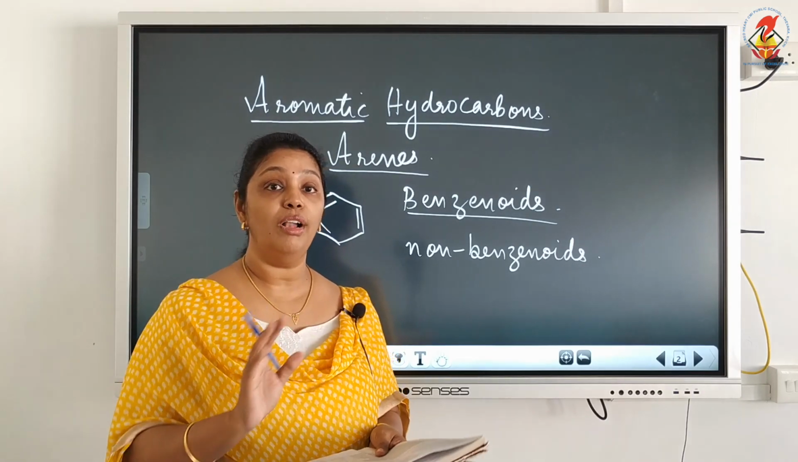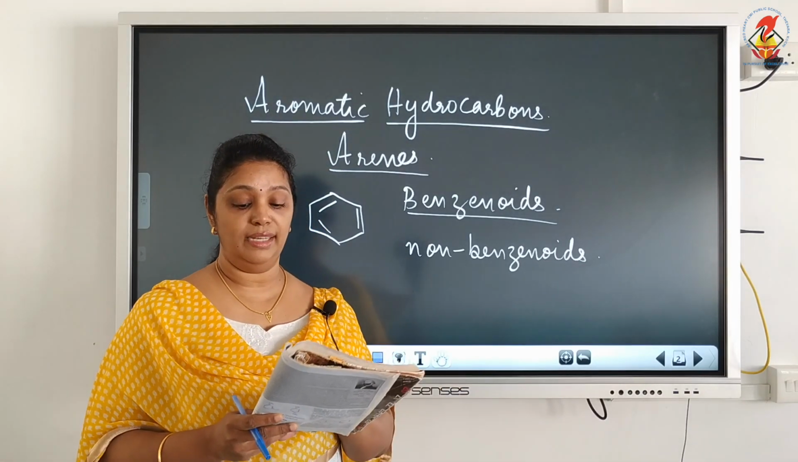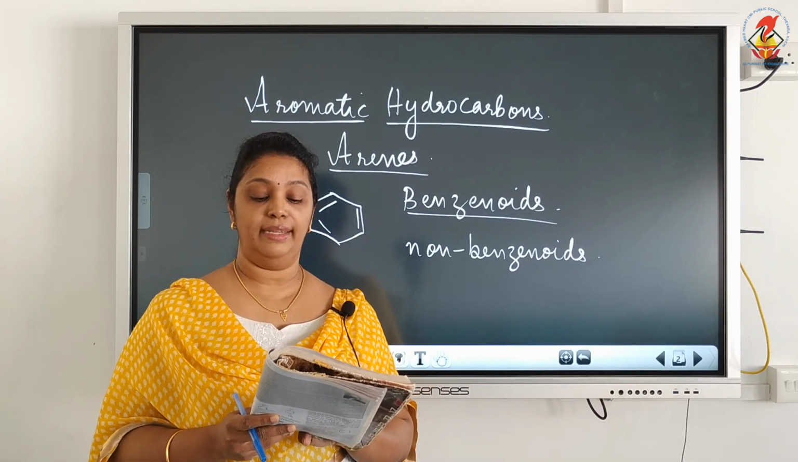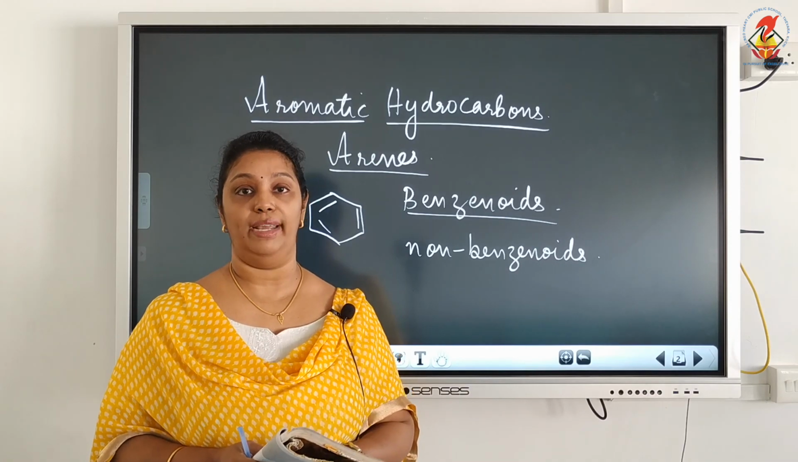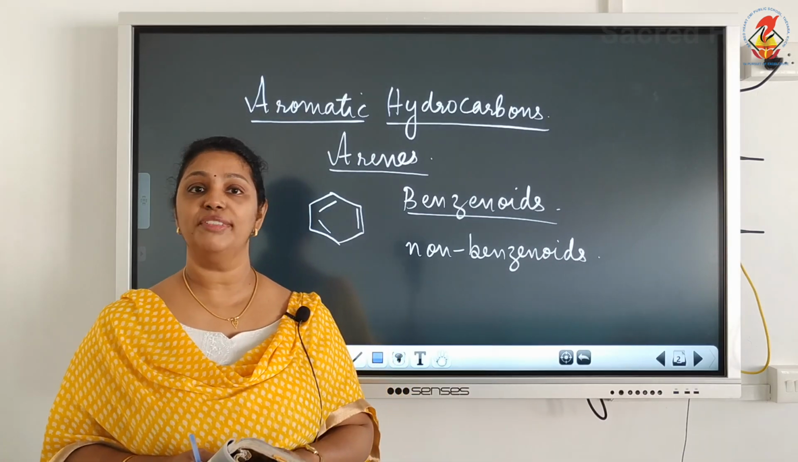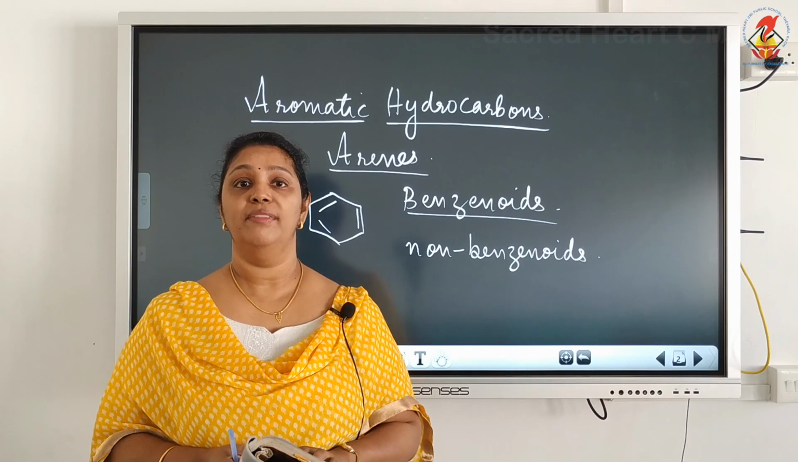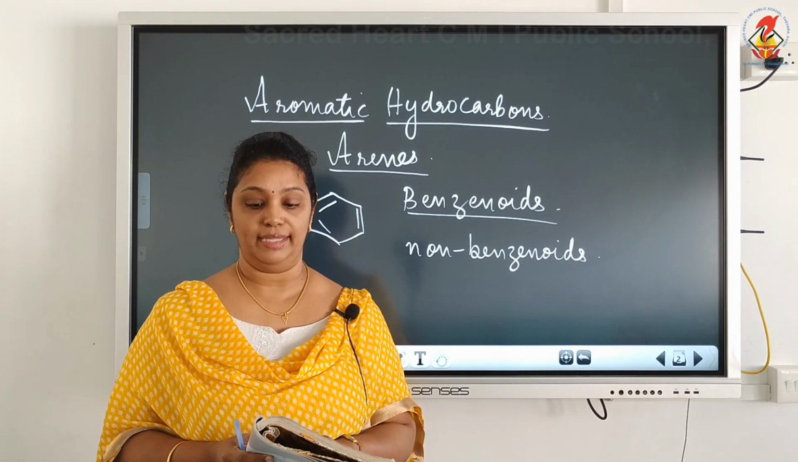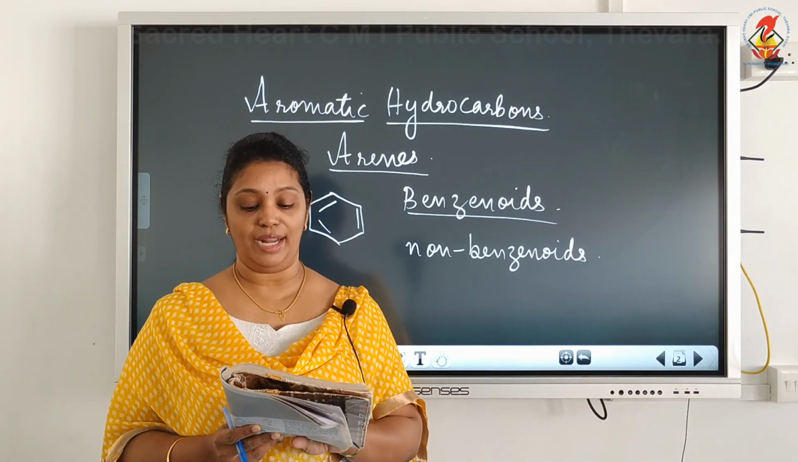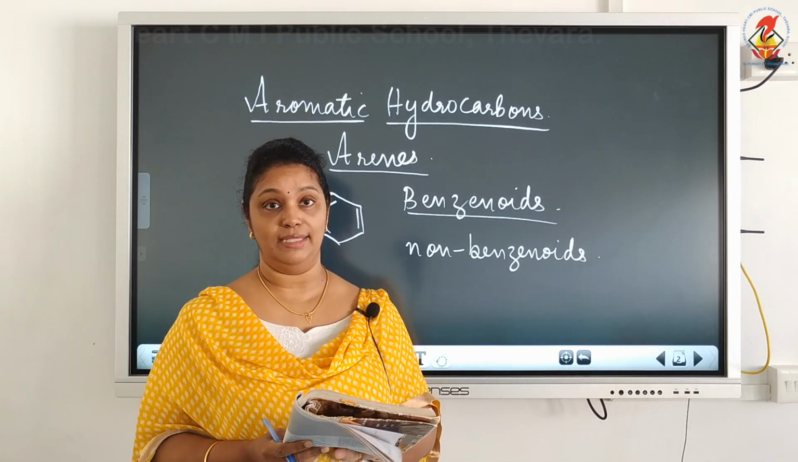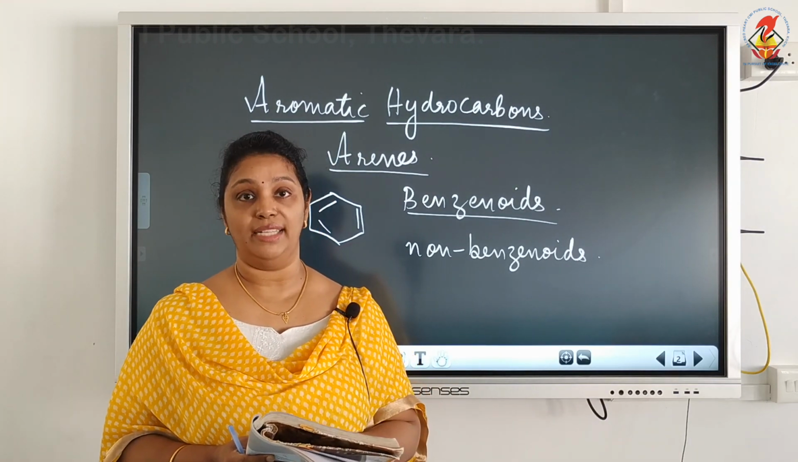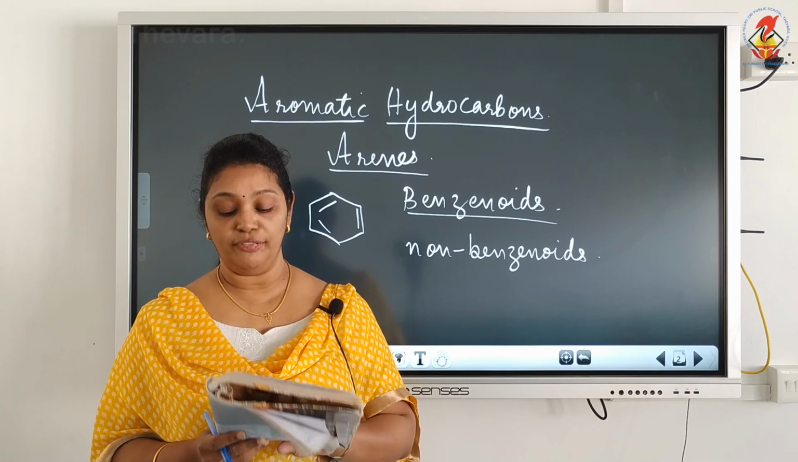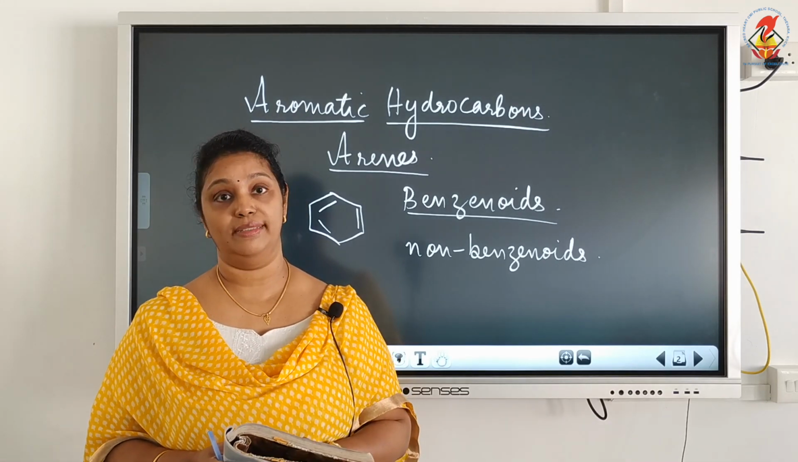Now, you know that all 6 hydrogen atoms in benzene are equivalent. So, they form only one type of monosubstituted product, because if you replace any of the hydrogen atom in benzene, we get the same compound. Now, when 2 hydrogen atoms in benzene are replaced by either same atom or different atoms or groups, then we get 3 different position isomers.